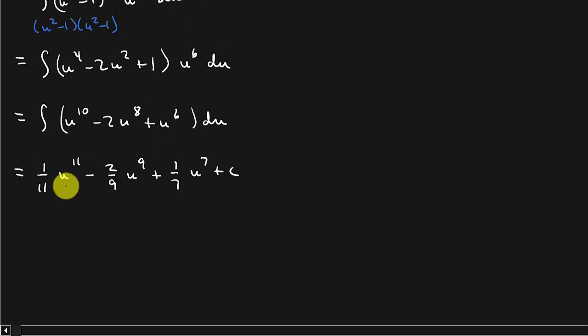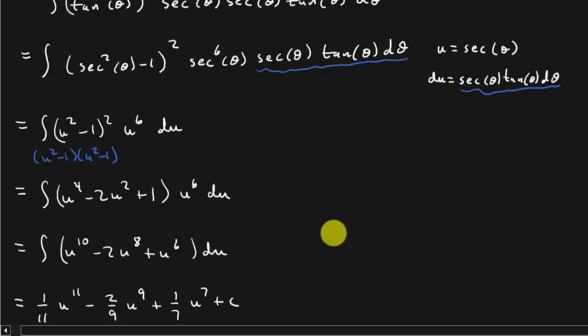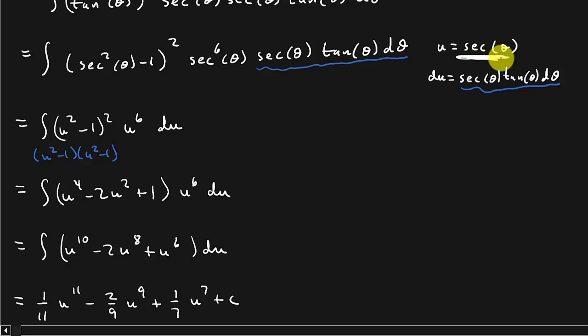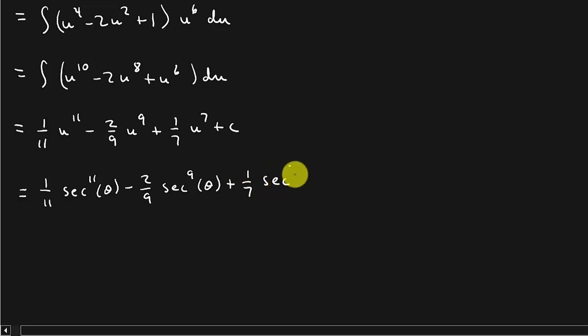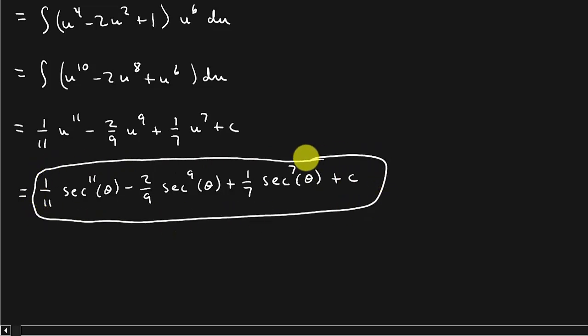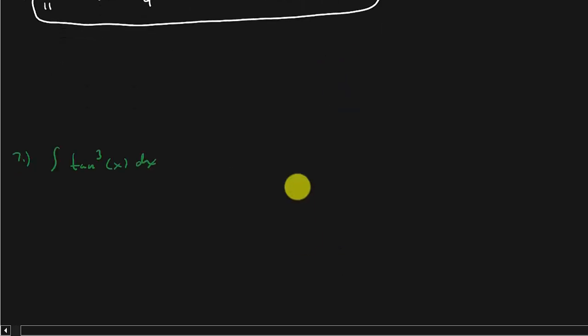And then in the place of u, what are we going to put? We're going to put secant theta in the place of u. So that's 1 over 11 secant to the 11th theta minus 2/9 secant to the 9th theta plus 1/7 secant to the 7th theta plus c. And there's your answer. All right, well, let's look at the next one.